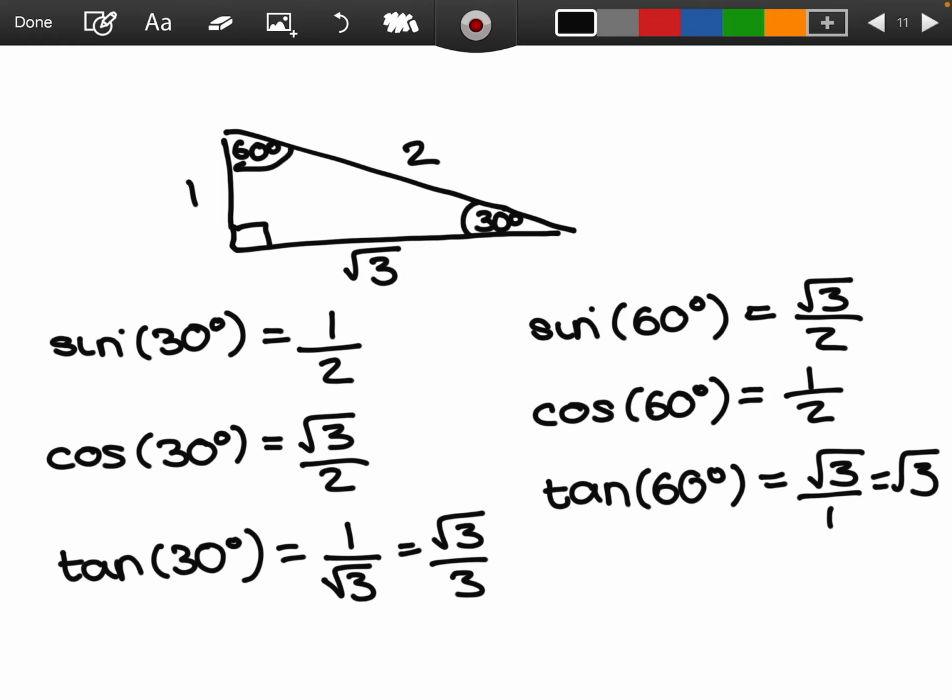Like I said, these are ones that you are expected to know. You will also be expected to know sine, cosine, and tangent of 0 and 90 degrees and 180 degrees, 360, etc. We will go through those later on as well, but for right now, we're just looking at acute angles that you find in a triangle.